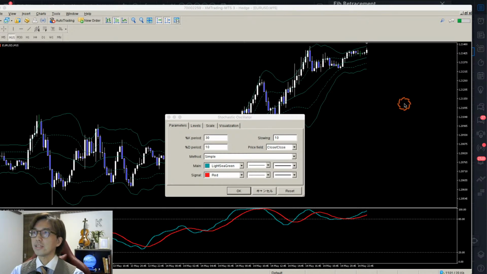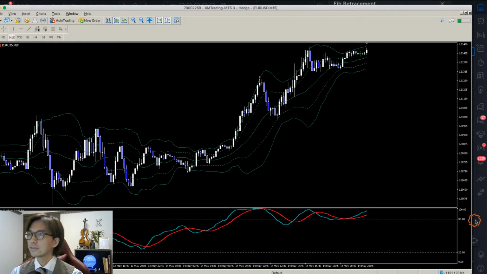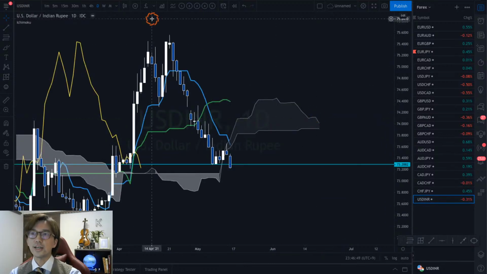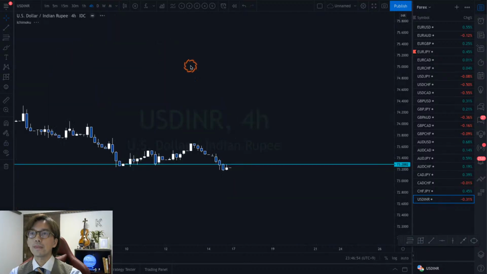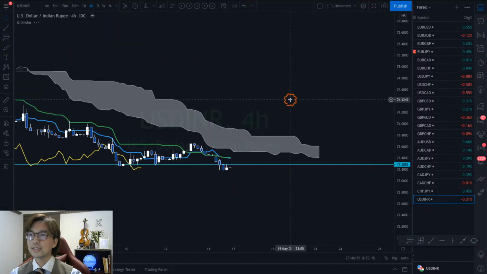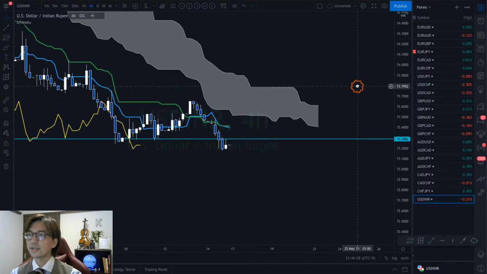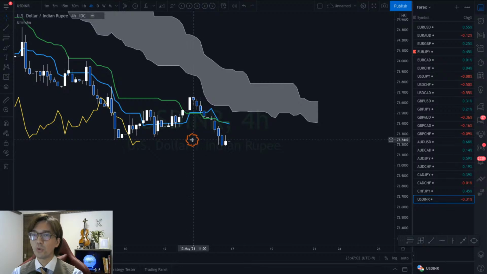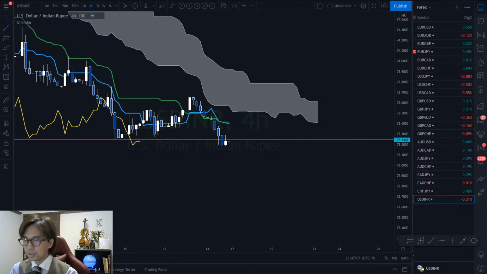USD INR, let's see. It's downtrending. Yeah, it's downtrending on the daily chart. It broke the Kumo down. And in the 4-hour chart, this is bearish. It just broke the support line and it's bearish now. So next week could be continuously downtrending.